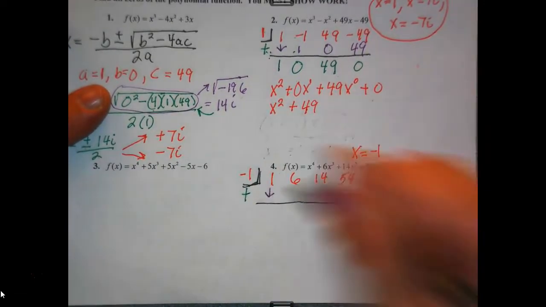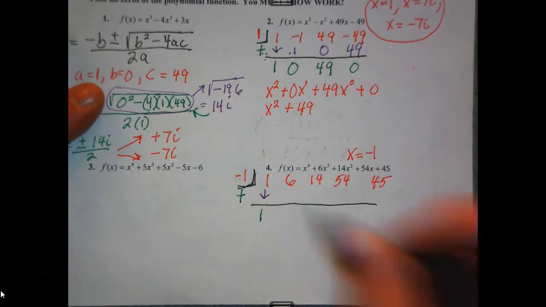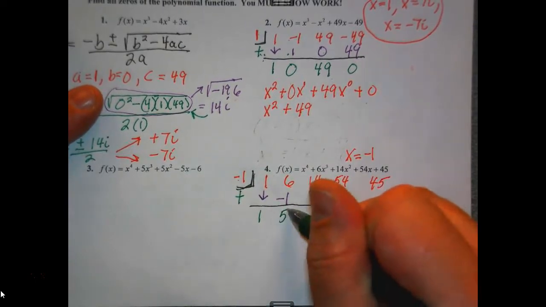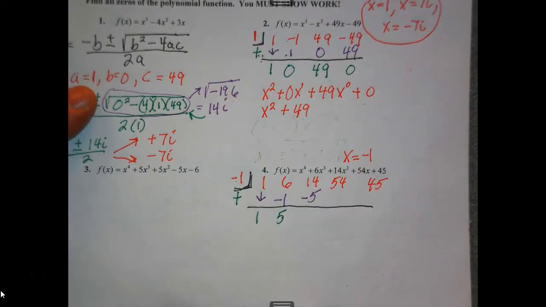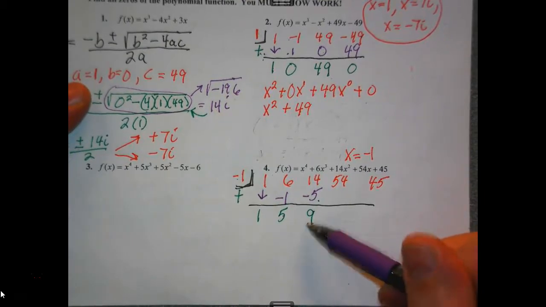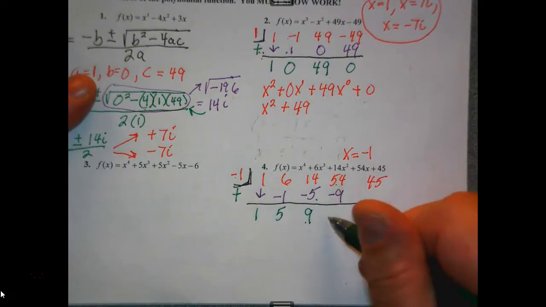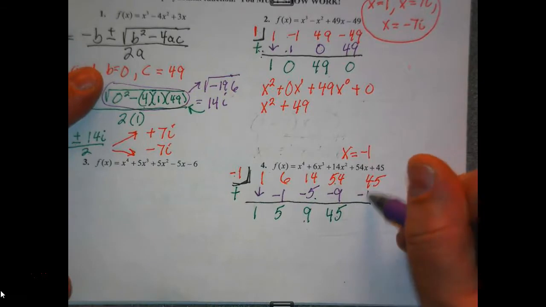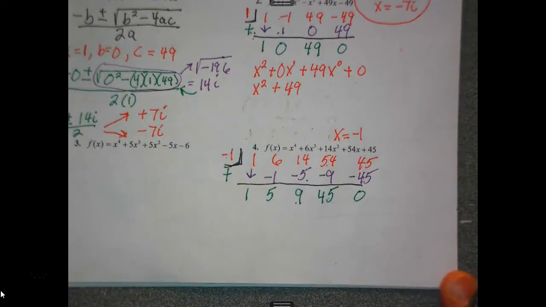We're going to bring down the 1. 1 times -1, -1. 6 plus -1, 5. 5 times -1, -5. 14 plus -5, 9. 9 times -1, -9. 54 plus -9, 45. 45 times -1, -45. 45 plus -45, 0. Okay.